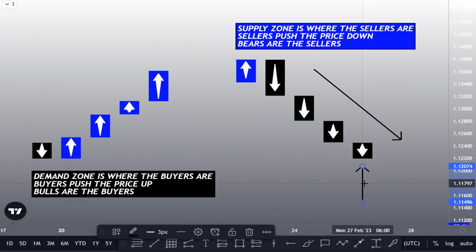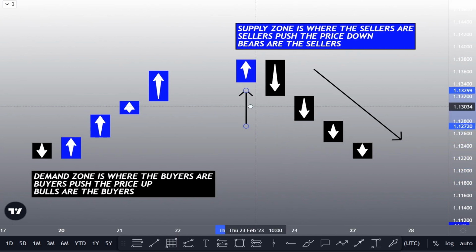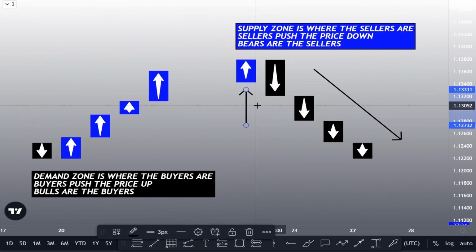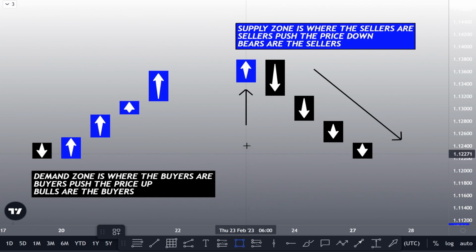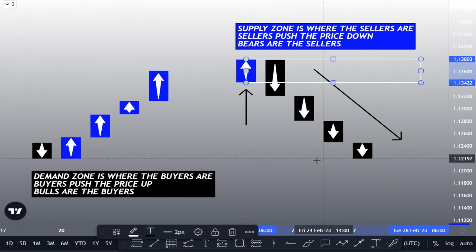And then we count backwards. This candle is black. The previous candle is black. The previous candle is black. The previous candle is black. Finally, we end up at a blue candle. This first blue candle, the first color change, that is your supply zone. We identify this supply zone and draw the area of this supply zone just like that.